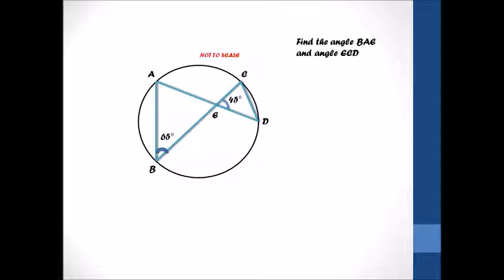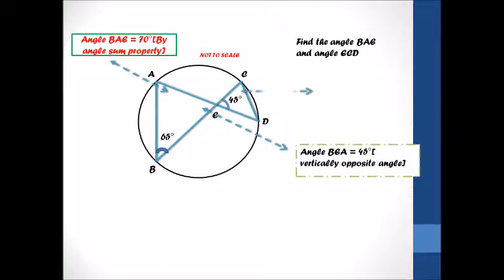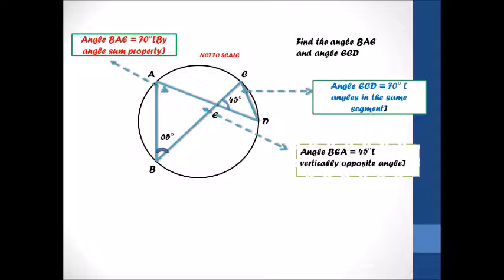In this question, we have to find angle BAE and angle ECD. Angle BEA is equal to 45 degrees, which is vertically opposite to angle CED. Now in triangle BAE, angle A will be equal to 70 degrees by the angle sum property. Hence, angle ECD will be equal to 70 degrees as they are angles in the same segment.